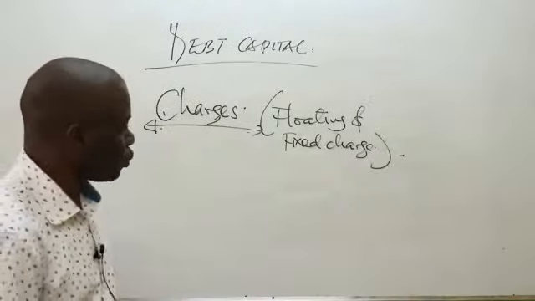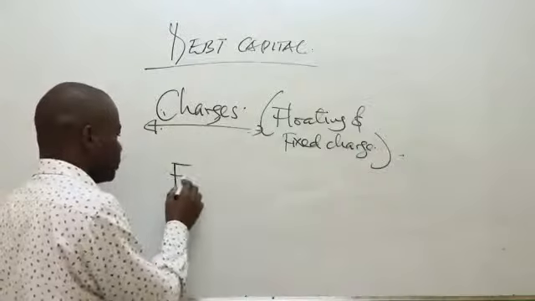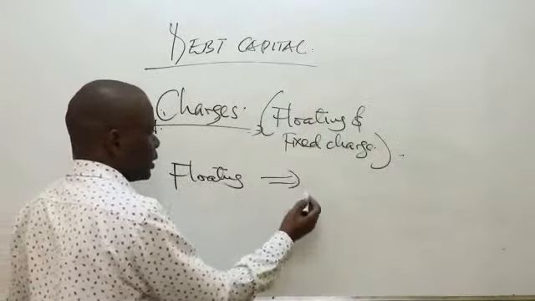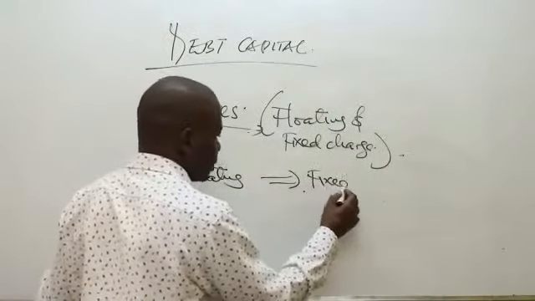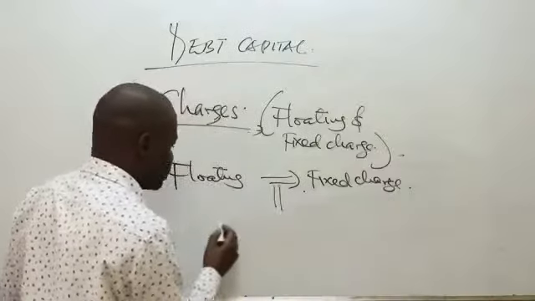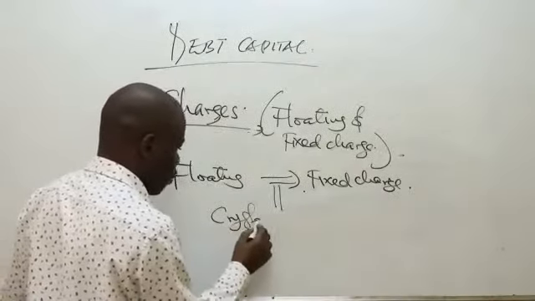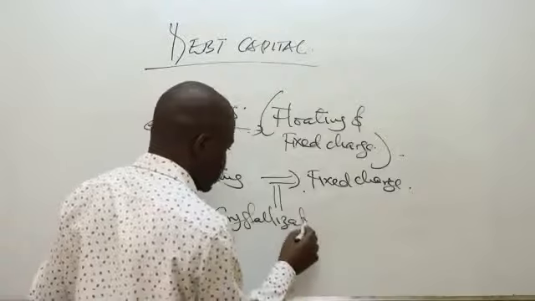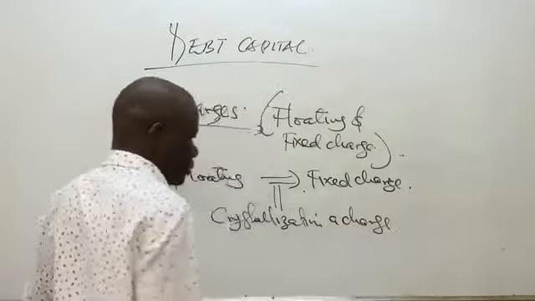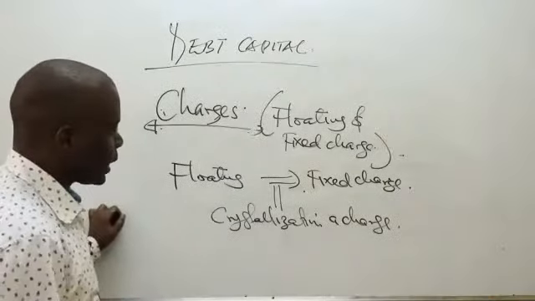So the aspect of a floating charge settling into becoming a fixed charge on a specific asset is known as crystallization of a charge. Crystallization of a charge. So I know the question is, how does it actually settle?